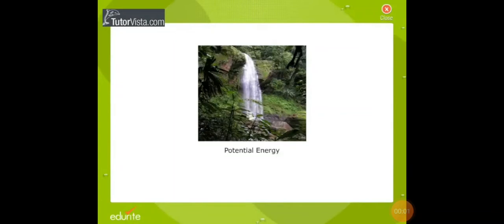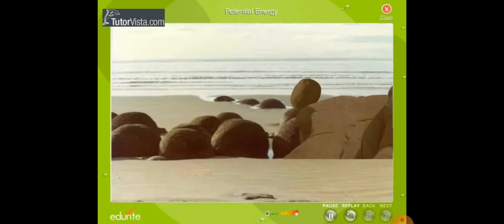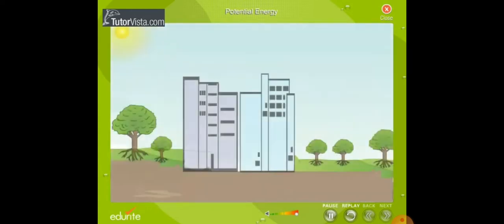Okay, students, now let's study potential energy. What is potential energy? Energy due to its position. It depends upon the mass and height of the objects. Let's take an example to understand this.